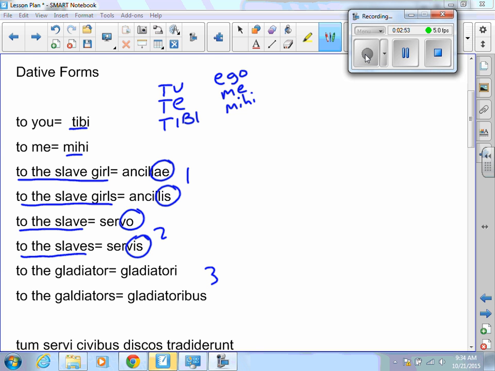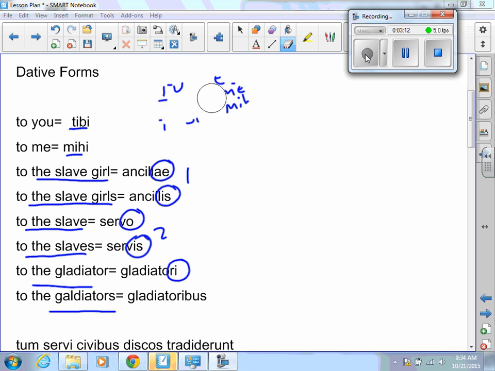To the gladiators is third declension. Singular is the letter I. To the gladiators, plural is ibus. Knowing those dative endings is very important for this test. You're going to have a bunch of those to take care of.